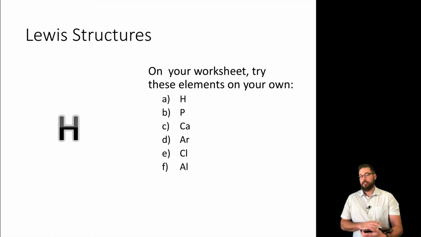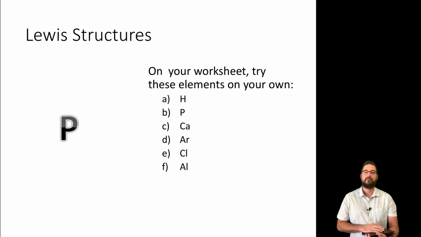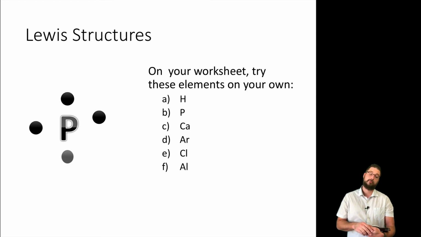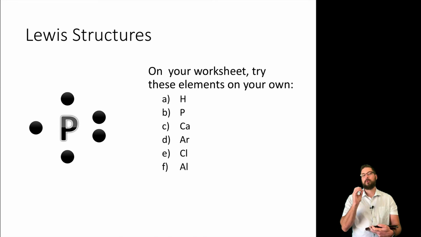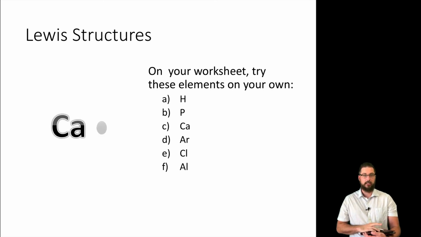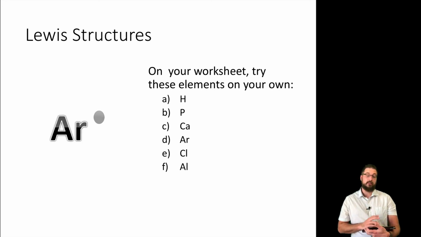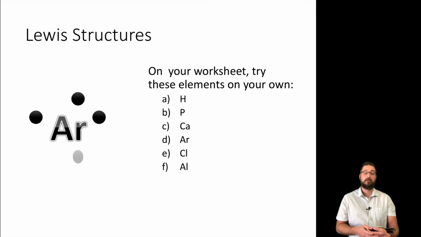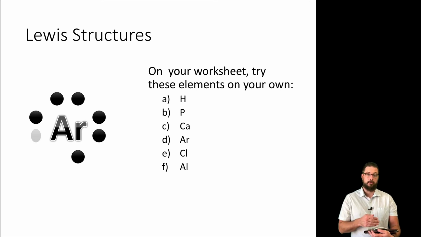Hydrogen's in the first column, so it has 1 valence electron. Phosphorus is in the 5th column, group 5A, so it has 5 valence electrons. We go 1, 2, 3, 4, and 5, and notice how the 5th one pairs up with the first one. Calcium has 2 valence electrons, so there we go. Argon has 8 valence electrons, so 1, 2, 3, 4, and then they pair up. Notice how we have 4 pairs of electrons.